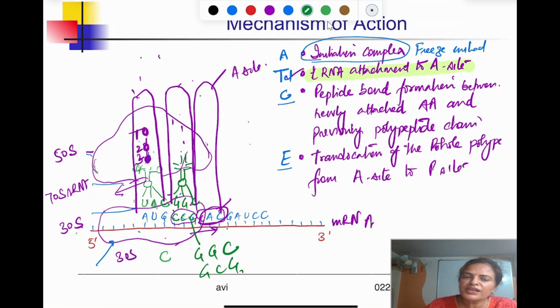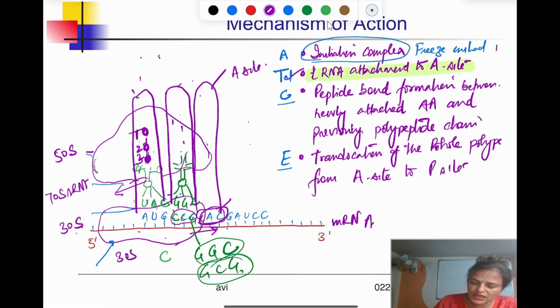The transfer RNA thinks that instead of this codon, it is this. So depending on this, it is going to transfer the amino acid. So this is called the misreading. So aminoglycoside acts by freezing the initiation. The second one is it causes a misreading of the codon. So by misreading, now what will happen? The faulty amino acid will be transferred.